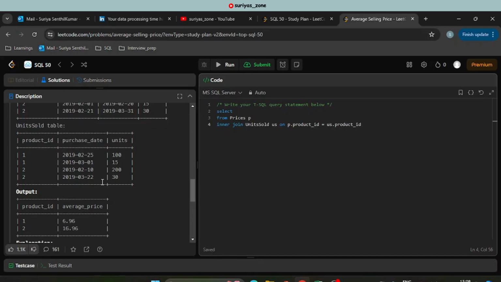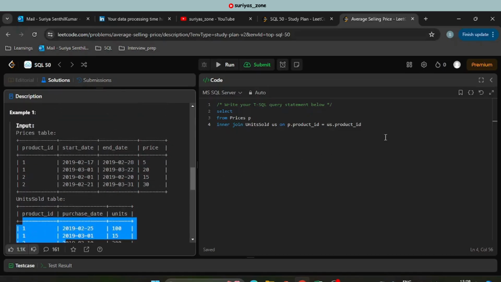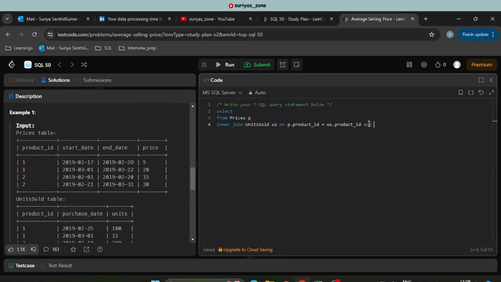So this is the joining key. Also, if we simply join based on product ID, it will lead to duplicates, as both tables have duplicate records. So we need to add one more condition, that is US dot purchase date.